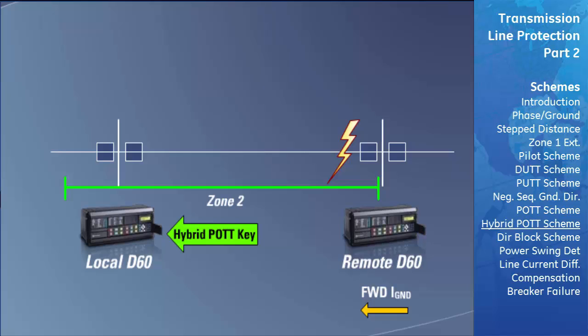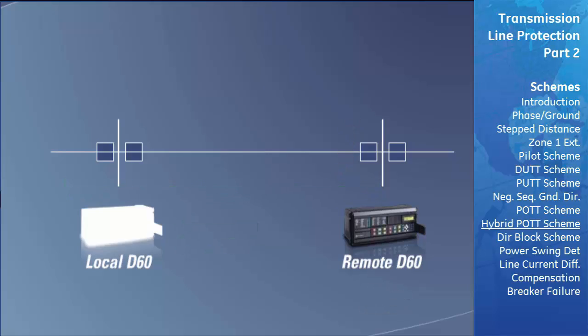The local distance relay also tries to detect reverse ground current or a Zone 4 fault.